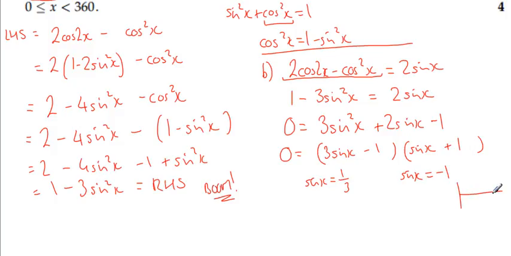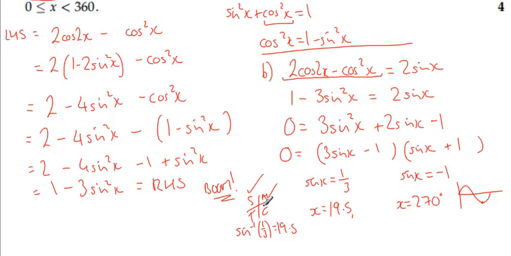Dealing with that one first, we know from our sine graph that sine x is equal to negative 1 at 270 degrees. For this one here, sine x equal to a third is positive, so working in the first two quadrants. The inverse sine of a third is equal to 19.5. So your two solutions there are 19.5 in your first quadrant, and in your second quadrant 180 take away 19.5, so that's 160.5.